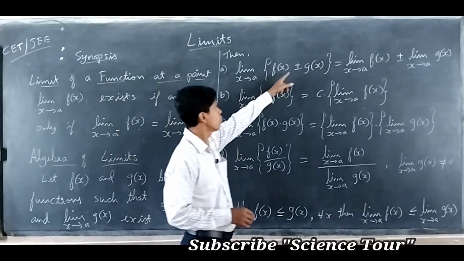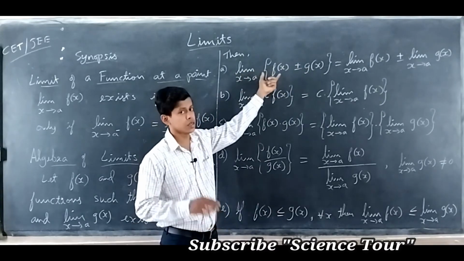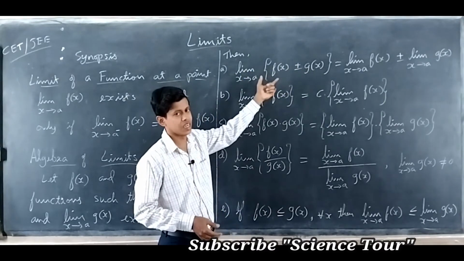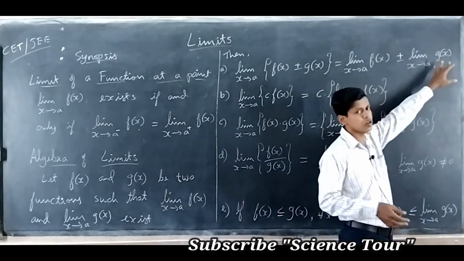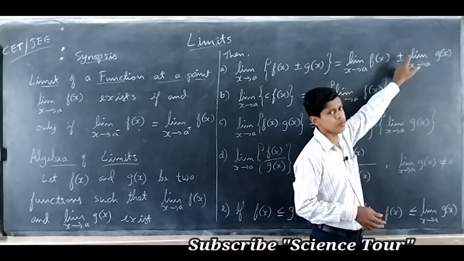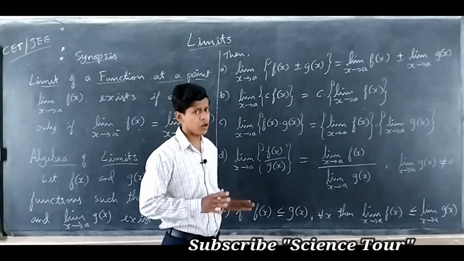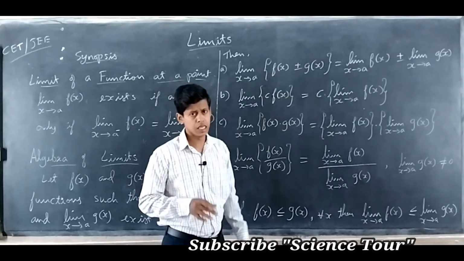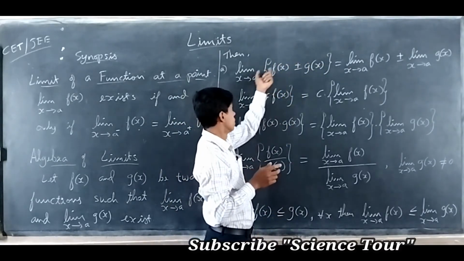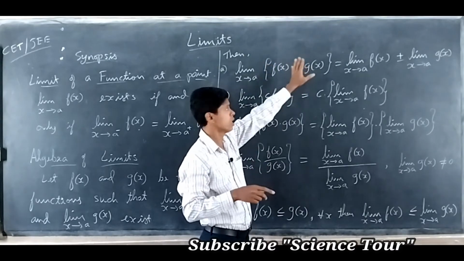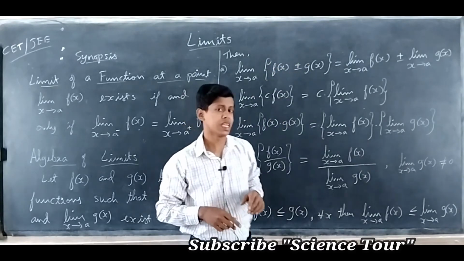See, what if you have the sum or difference of two functions and you have to find their limit? You can find the limit of f of x first, and you can find the limit of g of x, and you can add them or subtract them depending on the sign here. The meaning of this is you can find the limits separately. If you have x square plus 2x, you can find the limit of x square separately, the limit of 2x separately. That means substitute the value at the place of x.